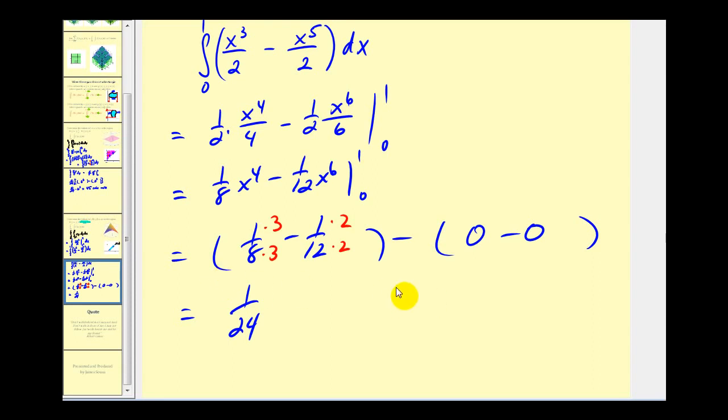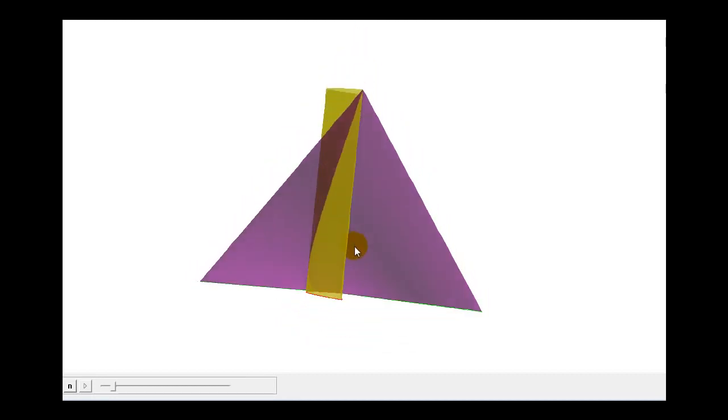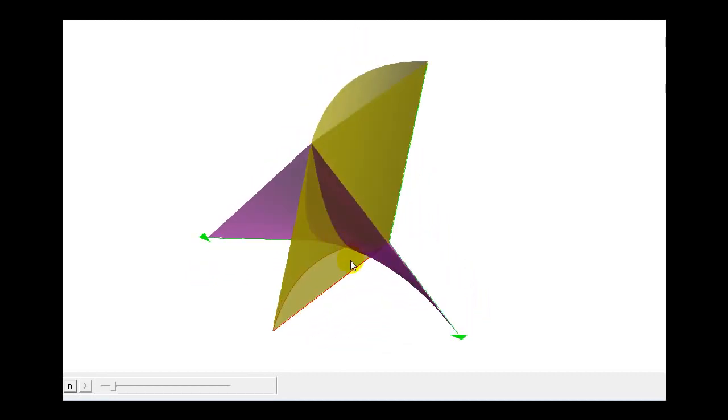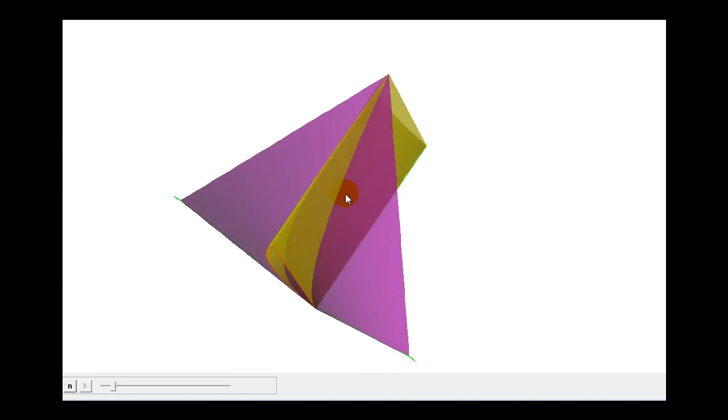And this would be the volume under that surface over the defined region. Let's go and take a look at this one graphically as well. You can see this outlined in red as our region of integration. So the value that we found was the volume of this region here below the purple surface bounded by this region in yellow. And it was 1 24th of a cubic unit.